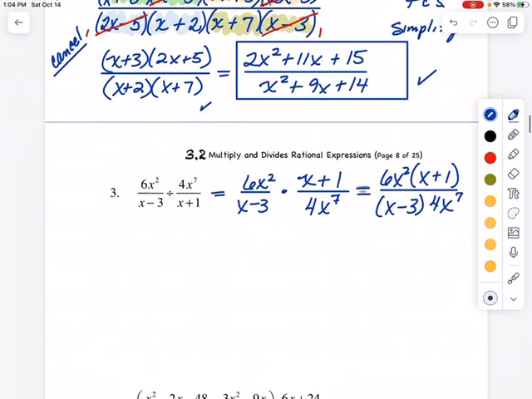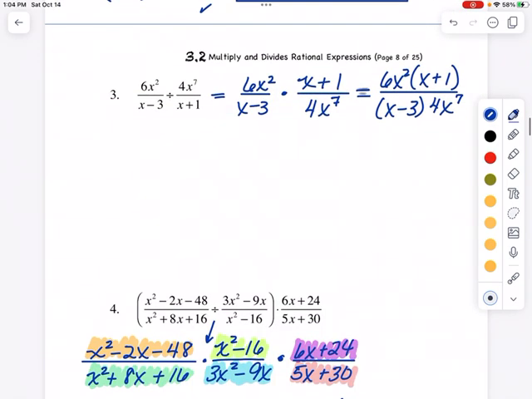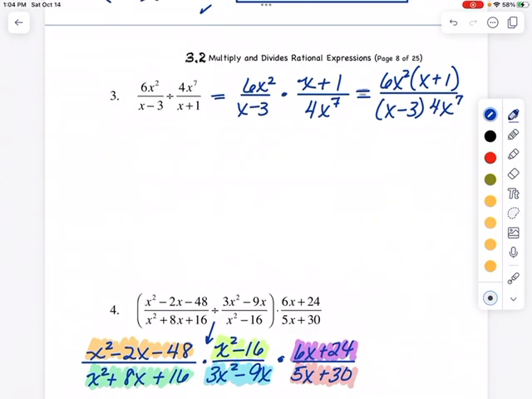Okay, next one we have is 6x squared over x minus 3, and it's being divided. So now we're switching over from multiplication to division of fractions. So we're going to take and multiply by the reciprocal. So you see the first step that I took here, I changed division to multiplication and multiplied by the reciprocal, x plus 1 over 4x to the 7th. So then I moved everything together in this second step.